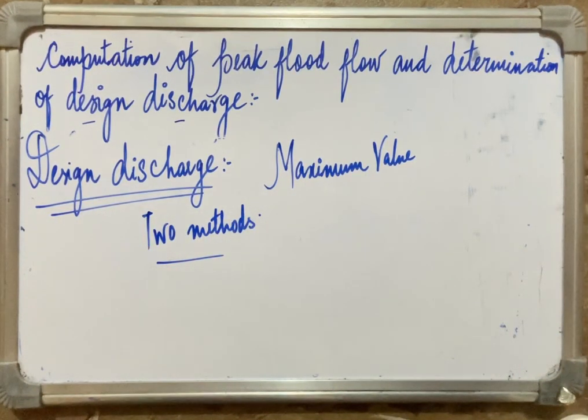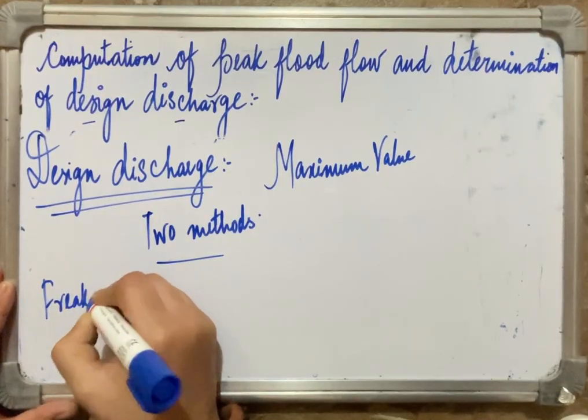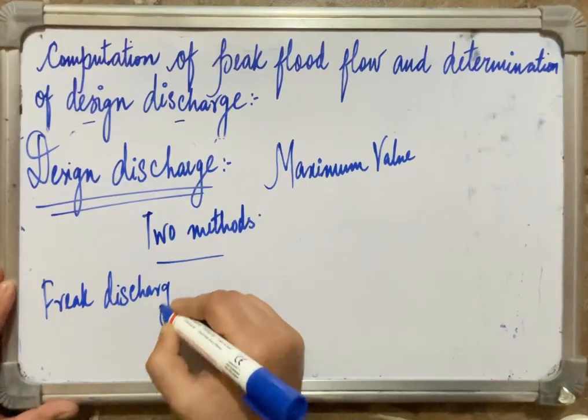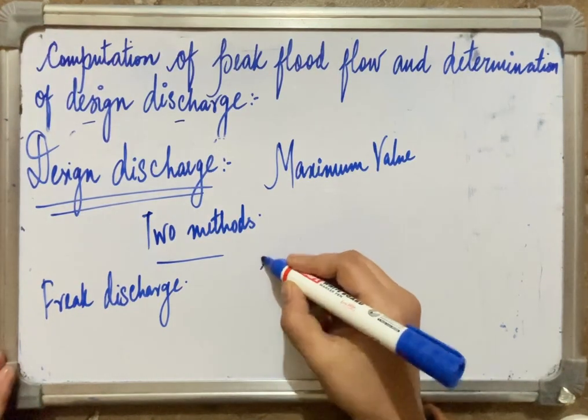But it must be noted that freak discharges of high intensity due to failure of a dam or a tank constructed upstream of that particular bridge site need not be catered for. Any freak discharges of high intensity which occur due to failure of a dam or a tank constructed upstream of that particular bridge site need not be catered for.